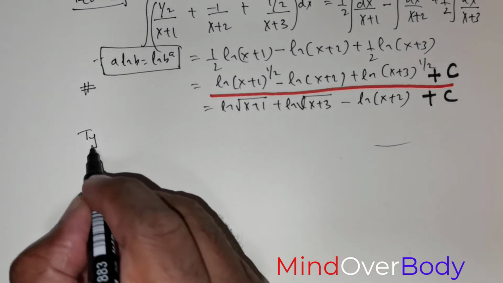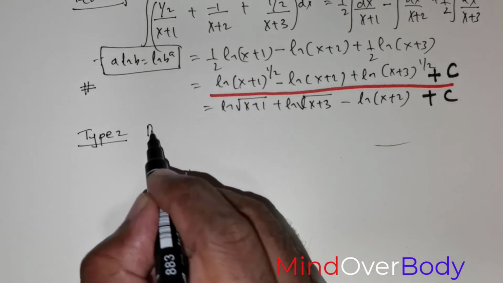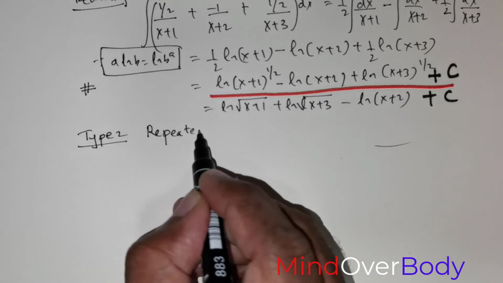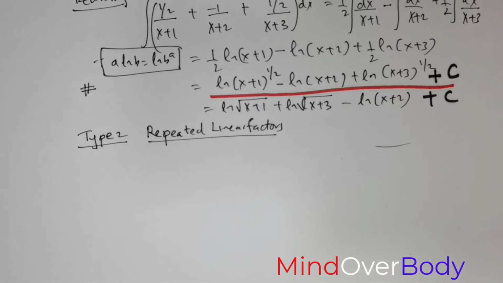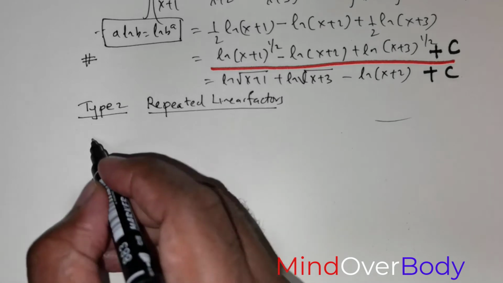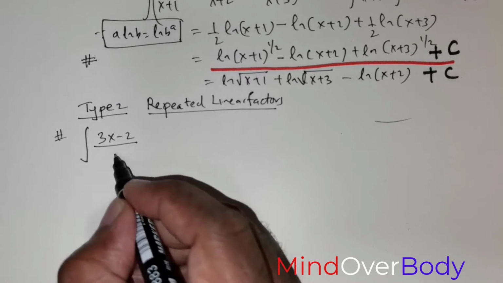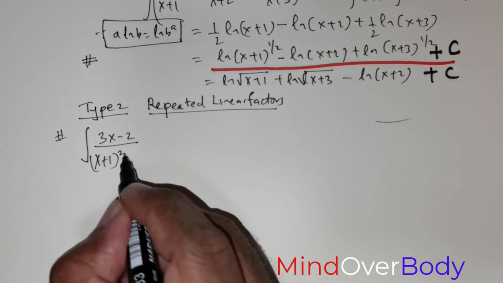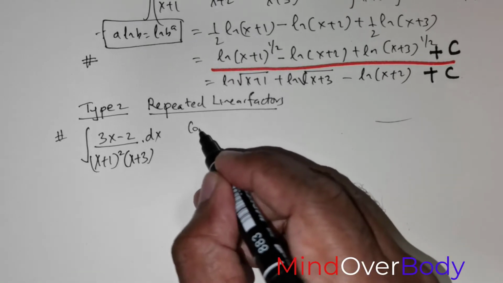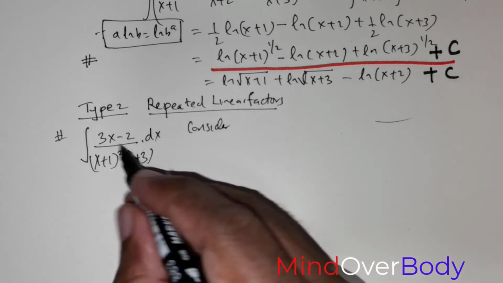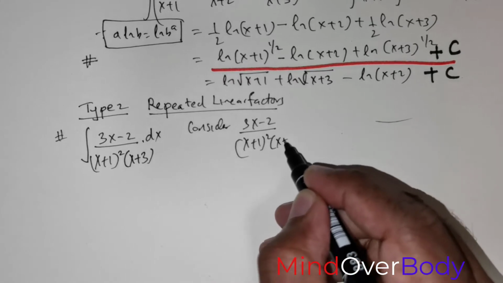Now this is called type 2 partial fractions. This is applied when you have repeated linear factors. So I'll give you a beautiful illustration for that. Imagine you have to integrate the integral of 3x negative 2 over x positive 1 raised to the power of 2 times x positive 3, dx. Now let me just consider the given integrand, which is 3x negative 2 over x positive 1 raised to the power of 2 times x positive 3.